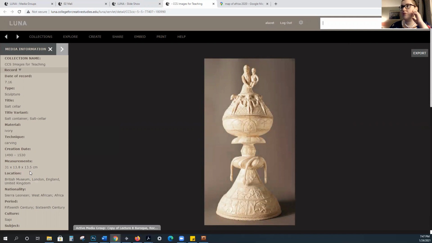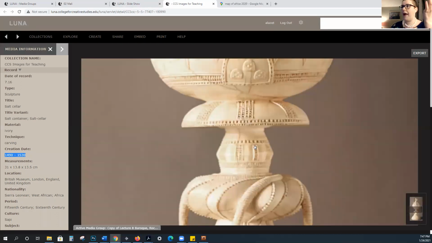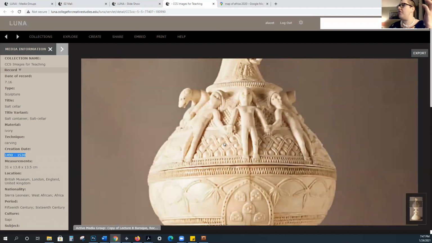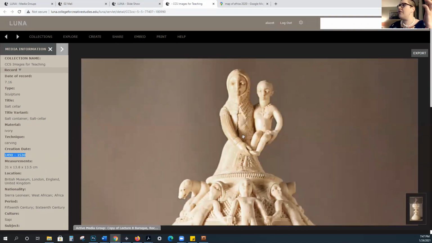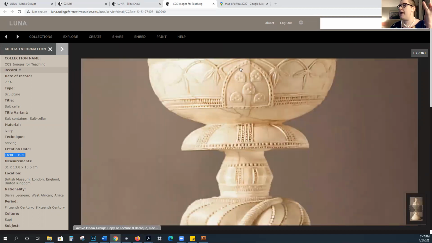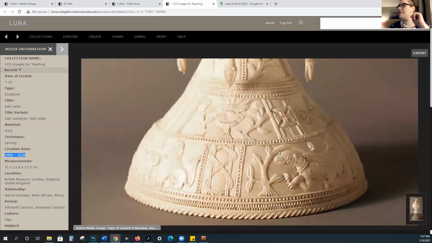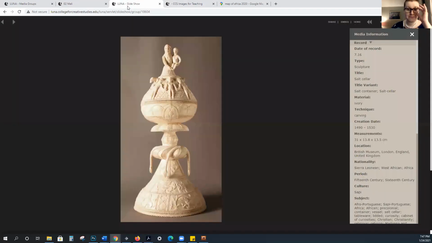So this is a different salt cellar, but again, this is from Sierra Leone, 1490 to 1530, and again, made of ivory. So ivory is known as white gold. It is extremely valuable. You can see here that this is the cellar itself. This is the lid, and you can see these figures here, and here you see someone who is actually wearing armor and probably chainmail. You can see these snakes, just the level of detail in this object.